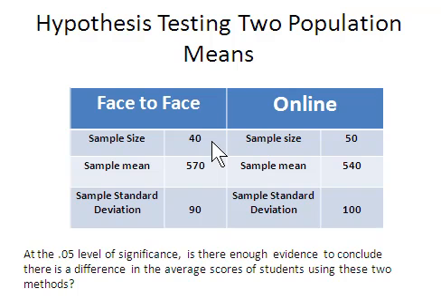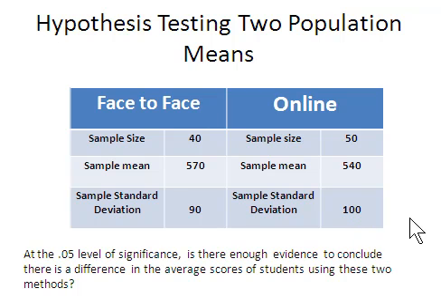So we had a sample size of 40. They got a mean score of 570 and a sample standard deviation. The standard deviation of their sample was 90. Another group of students did an online class where they reviewed for this, and they had 50 students in that class, a mean of 540 when they took the SAT, and a sample standard deviation of 100.